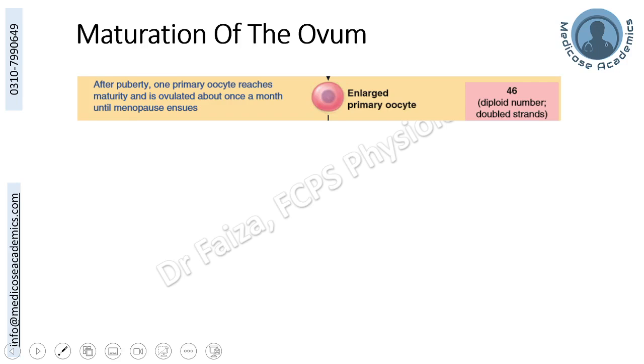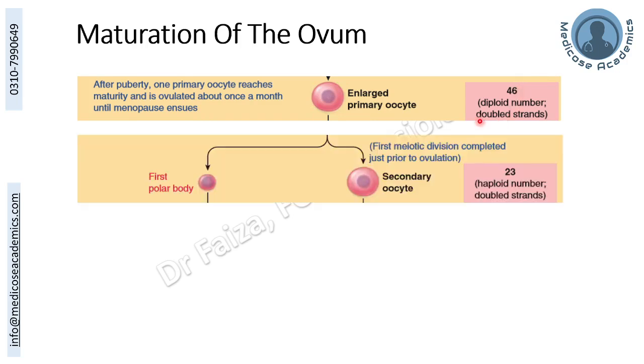So as you know, the primary oocyte is present arrested in prophase 1, and after puberty every month only one primary oocyte will reach maturity and ovulate every month until the menopause ensues. This enlarged primary oocyte has 46 chromosomes, that is a diploid number, and these 46 chromosomes are double stranded.